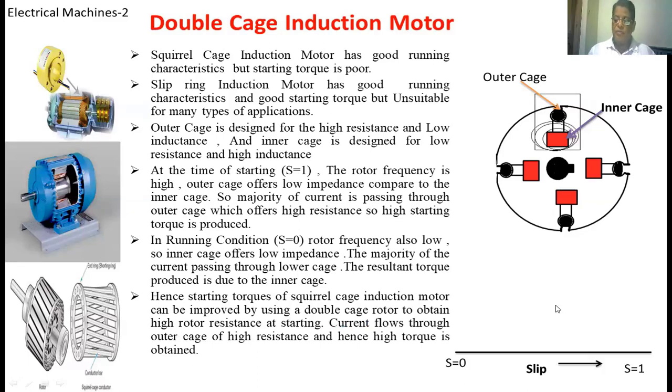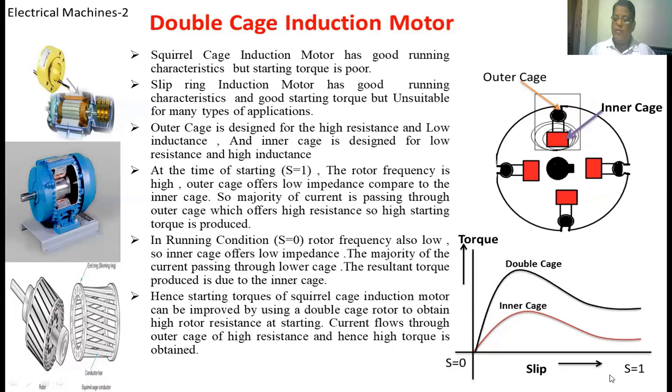Characteristics of the double cage induction motor. On the x-axis we have taken the slip, and on the y-axis we have taken the torque. Here s equal to 0, here s equal to 1. This is the characteristic of the inner cage. At the time of starting, s equal to 1, the starting torque developed due to the inner cage is low. But when you take the outer cage, the starting torque developed is very high. The resultant of these two is this black curve. This is the starting torque developed in a double cage induction motor.